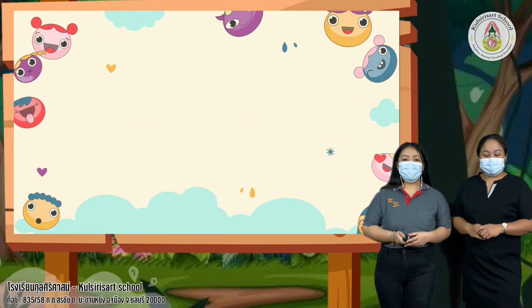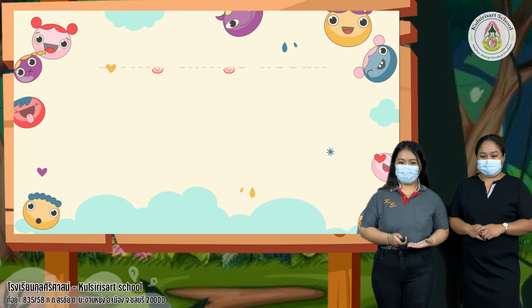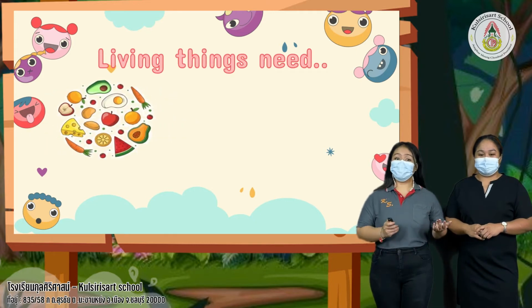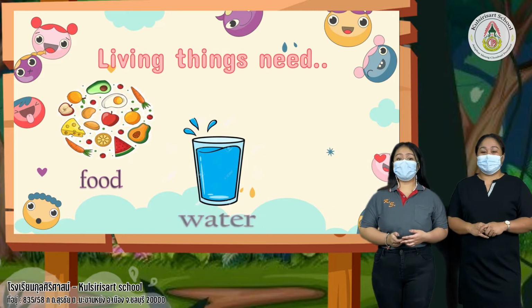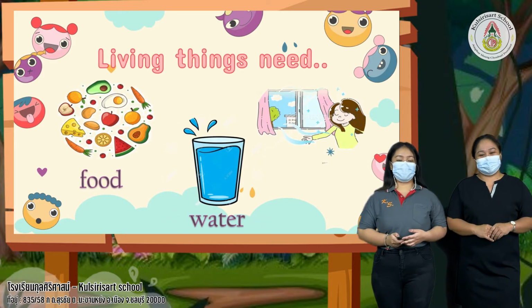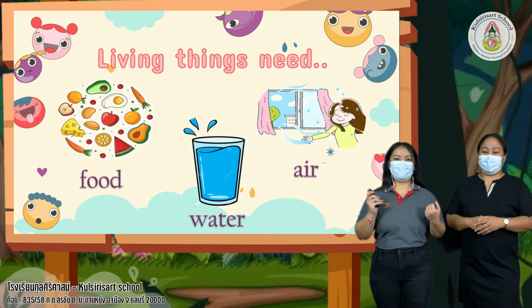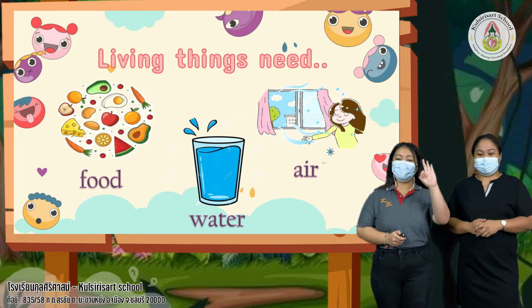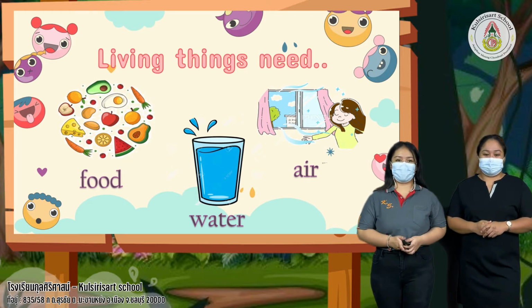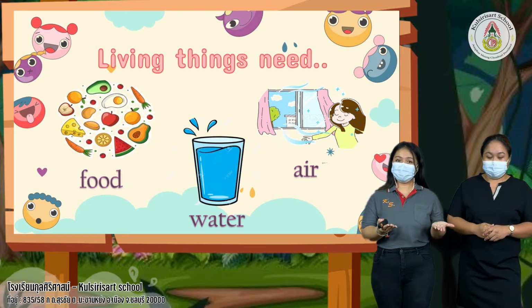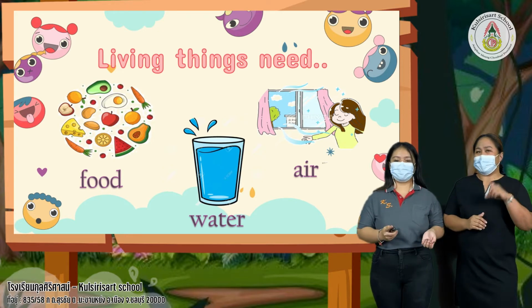Now, what are the different things that a living thing needs in order for them to stay alive? We have here food, we also have water, and of course, we have air. These are the three things that living things need in order for them to stay alive. Again, we have food, water, and air.